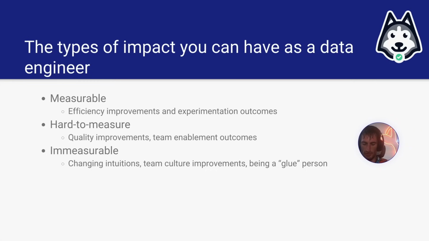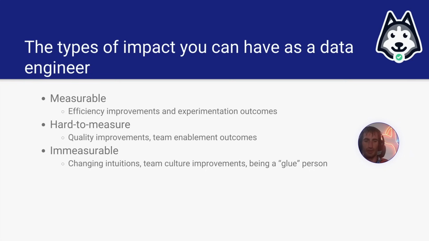But whether it's good or bad, or whether it's measurable or not, and how accurate that measure is, makes a big difference. And then obviously you have the third type, which is immeasurable impact. The big one here is changing intuitions. If you present data to a leader and it changes their intuition on how to make decisions, that can be one of the most impactful things you can do, because it makes their default thinking more correct. But that is very hard to measure.